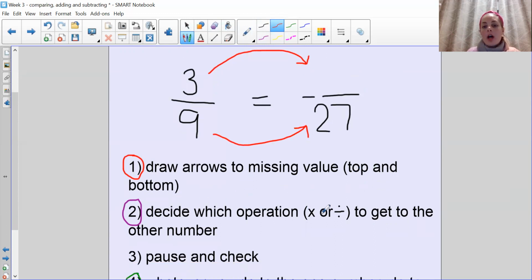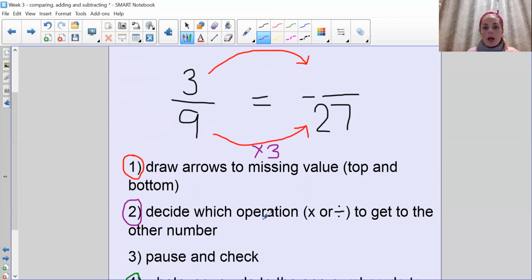Then I need to decide which operation am I going to do. It's either times or divide. It's not plus or minus. It is only times or divide. Now, there's no information up here. So I'm going to look at the bottom, and there's more information at the bottom. So I'm going to look at the bottom numbers. And I'm going to say to myself, what have I done to 9 to get 27? I've times it by 3.